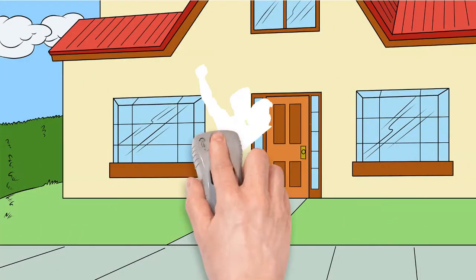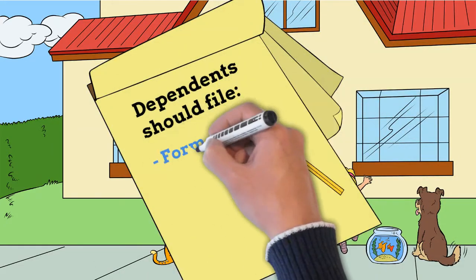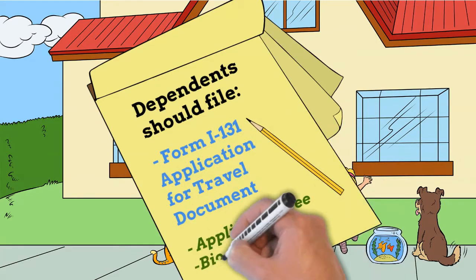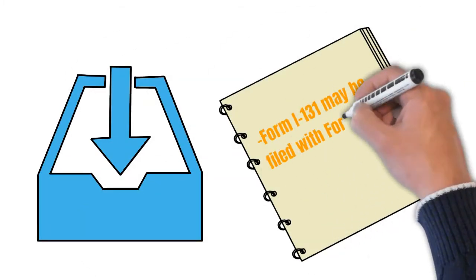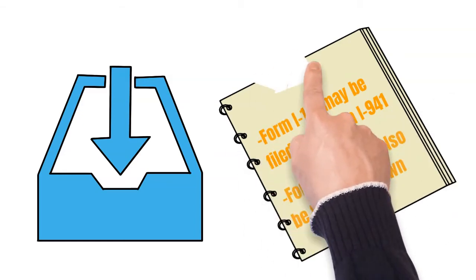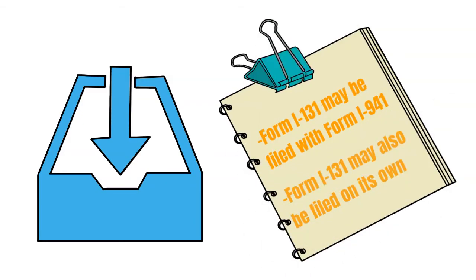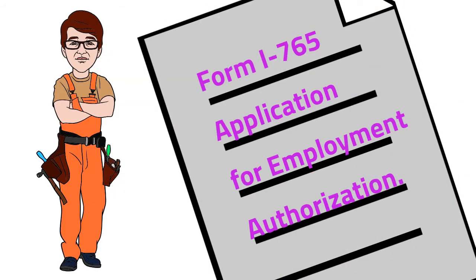Dependents of the entrepreneur submitting Form I-941 should also file Form I-131, Application for Travel Document. This should be filed with the required application fee and biometric services fee, to request parole to accompany or join the entrepreneur. Form I-131 may be filed concurrently with Form I-941, or it may be filed separately. Should the entrepreneur's spouse choose to work, they should also submit Form I-765, Application for Employment Authorization.